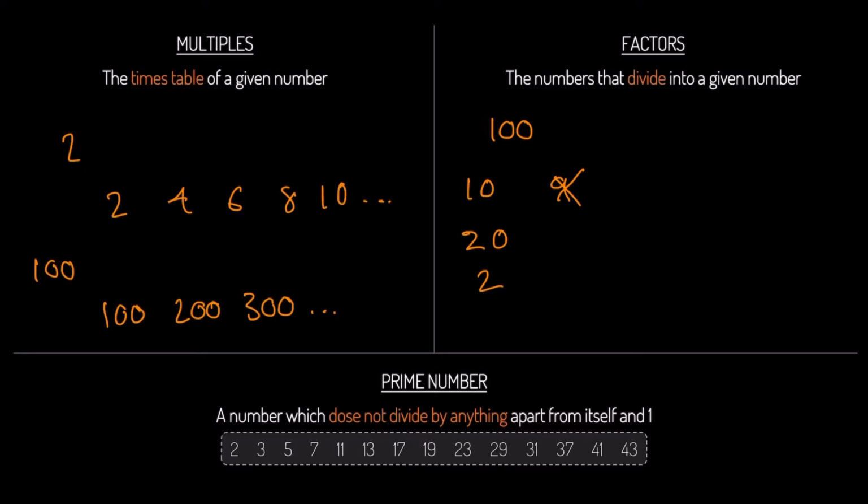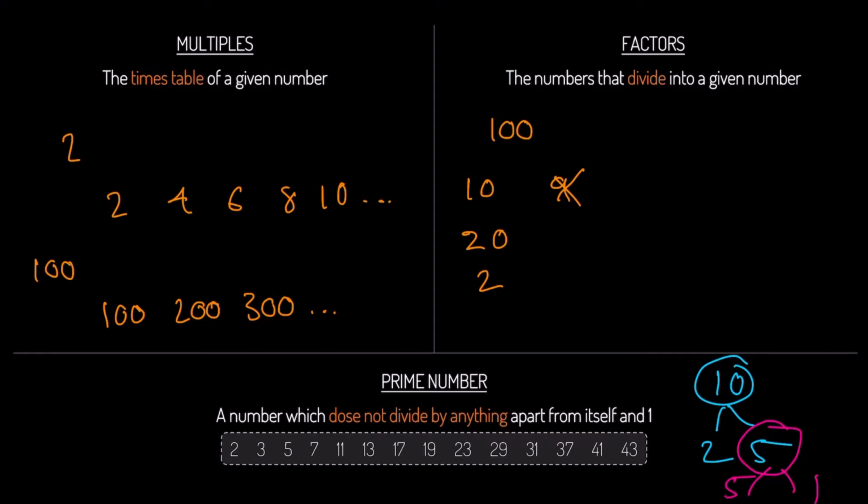By nature, if you can split a number up, such as 10, into two factors such as 2 and 5, that 10 is not a prime number. However, this 5 over here is a prime number because you can't split 5 up into two different factors. The only two factors you can split up into is 5 and 1.